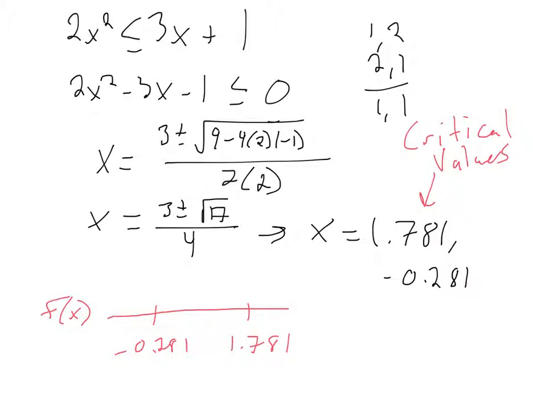All right, so we want to use test values. What we've done here is we found that the critical values, what we're going to start calling the critical values, the x-intercepts of this function are 1.781 and 0.281. We've made what we're going to call a sign chart here for the function, right? And we're trying to figure out where is the function above the x-axis, this function right here, and where is it below the x-axis?